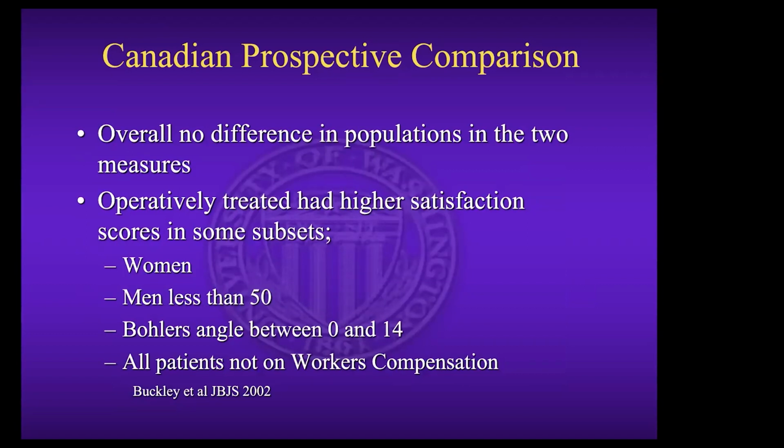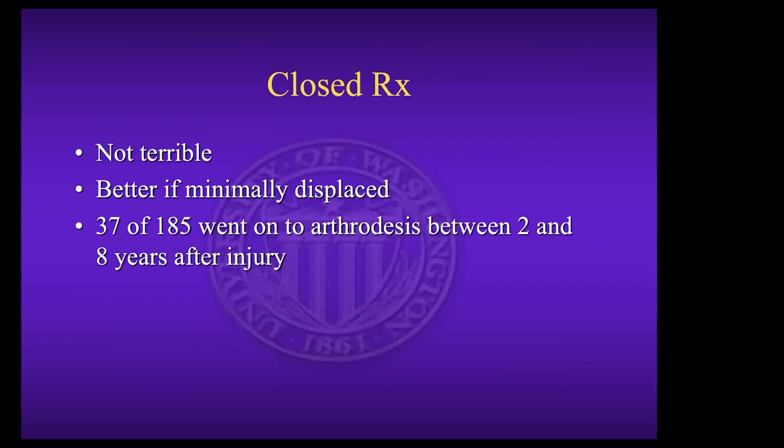So that may have skewed it. These other findings that men under 50 did better, but not those over 50, women did better than men. Bowler's angle that was compromised, but not really reversed, did better, but not the high and not the low. Those are all quite difficult to understand. And most importantly, that the closed treatment group was 6 times more likely to have an arthrodesis in the postoperative period of the trial of study.